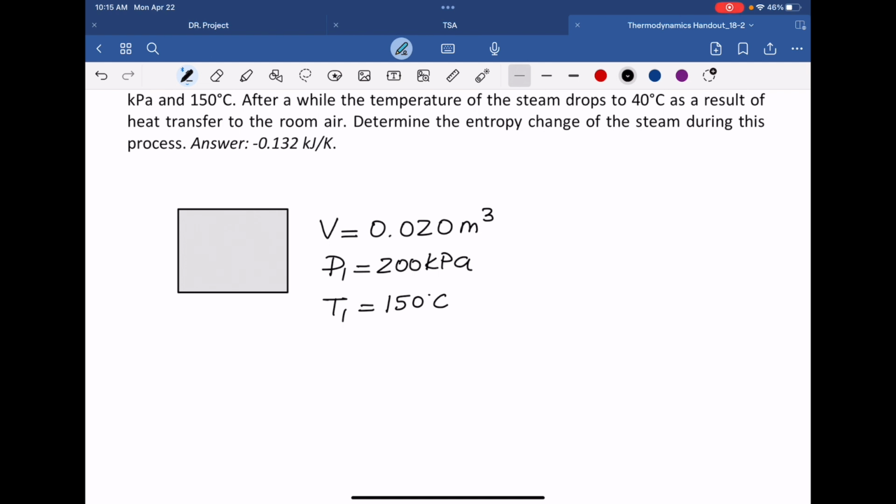After a while, the temperature drops to 40 degrees Celsius as a result of heat transfer to the room air. It's very important you identify the direction of heat flow from the question very carefully and correctly. Now determine the entropy change of the steam during this process. Okay, again they're asking within the boundaries, our system is water, they're asking for its entropy change. And if enough information is given, I should be able to calculate it in a similar way like this.